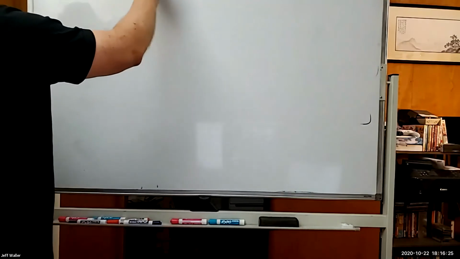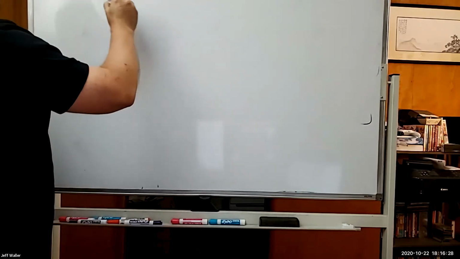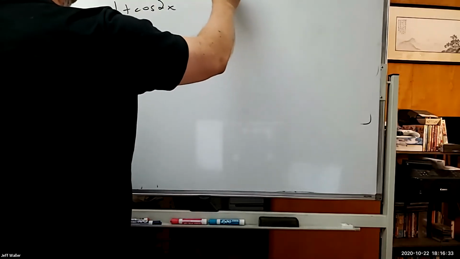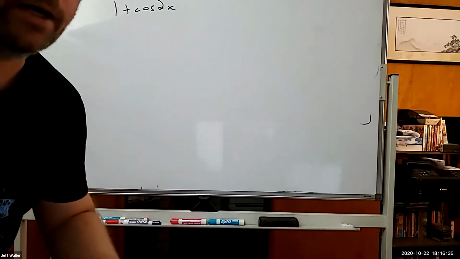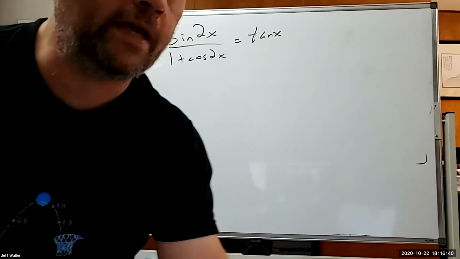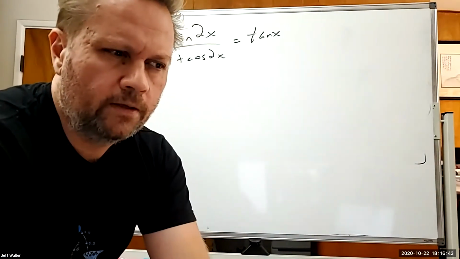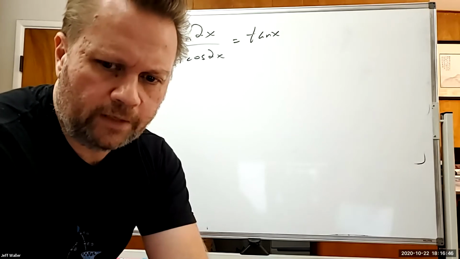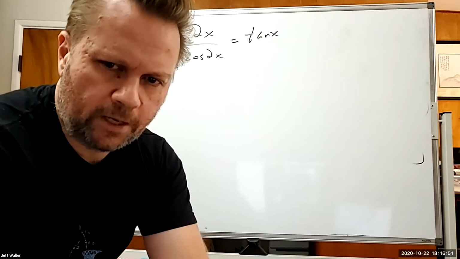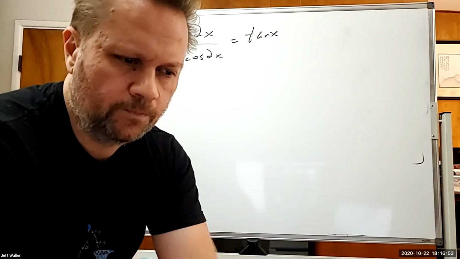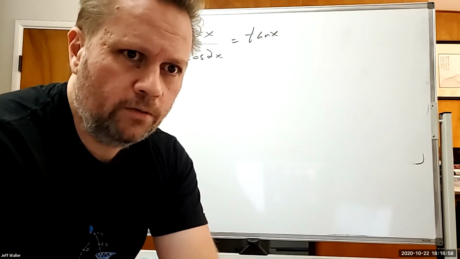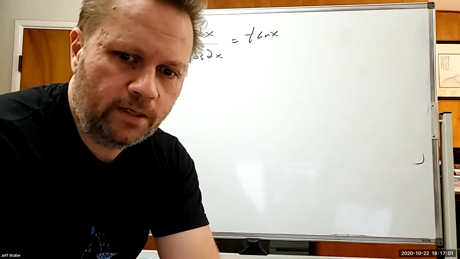So you've got sine 2x over 1 plus cosine 2x equals tangent x. Okay. Somebody have something they tried? Let me make this so you can see everything. Somebody else I haven't heard from yet. Does anybody have something they're trying? You don't even have to have gotten anywhere with it yet. Is there something you're trying to make work? Anybody? Hello, is there anybody?